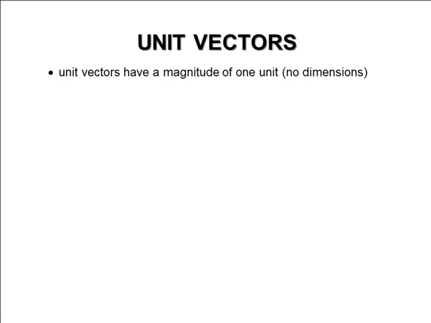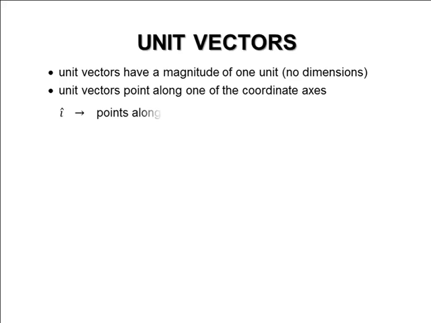We also need to learn about what are called unit vectors. Unit vectors are basically directions. They are vectors that have a magnitude of 1 unit, they have no dimensions, and they point along one of our coordinate axes. So the idea then is that if we have a vector that's 1 unit long, no dimensions, points along the positive x-axis, that's known as the vector I hat. That symbol over the top of I is pronounced I hat. And so I hat is a unit vector that points along the positive x-axis.